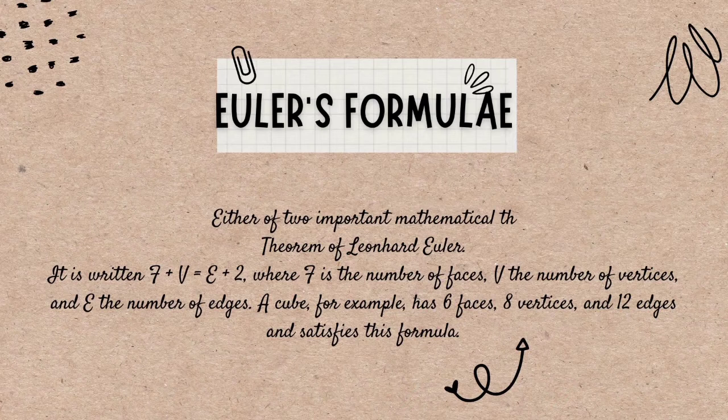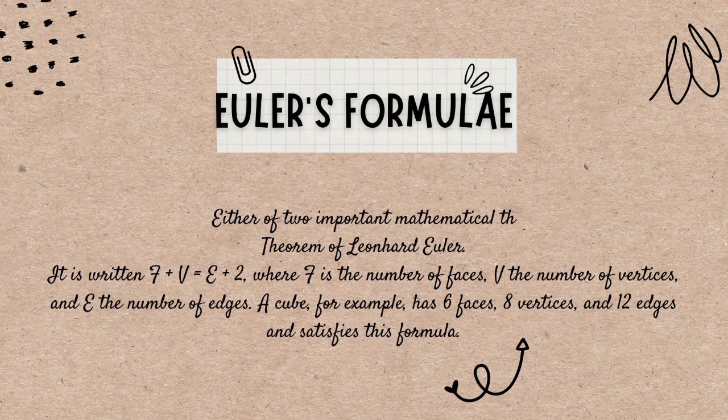Euler's formulae: either of two important mathematical theorems of Leonhard Euler. The first formula is a topological invariance relating the number of faces, vertices, and edges of any polyhedron. It is written F + V = E + 2, where F is the number of faces, V the number of vertices, and E the number of edges.